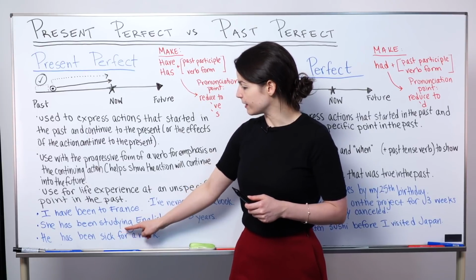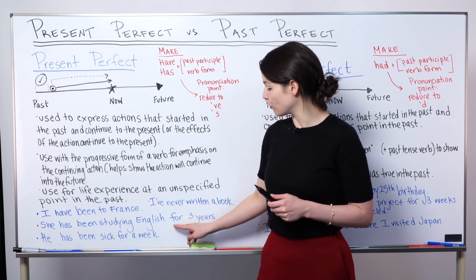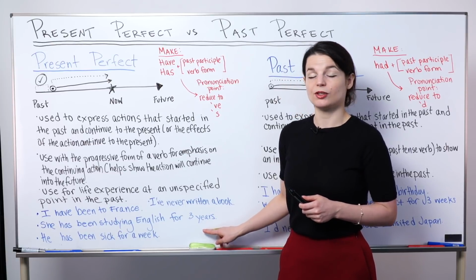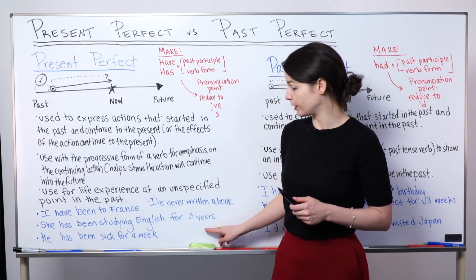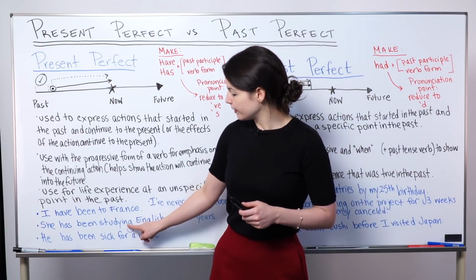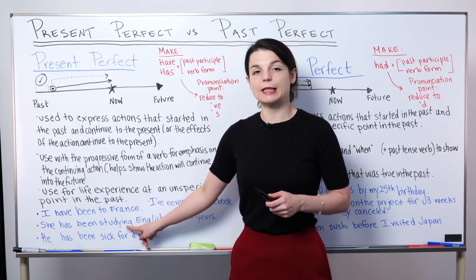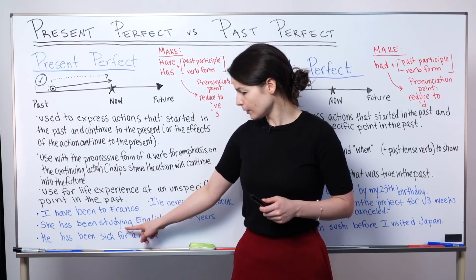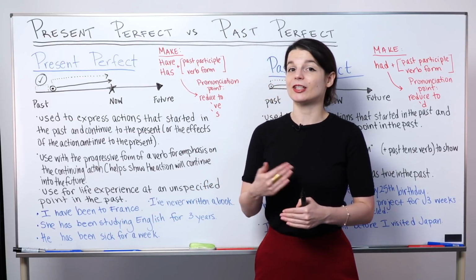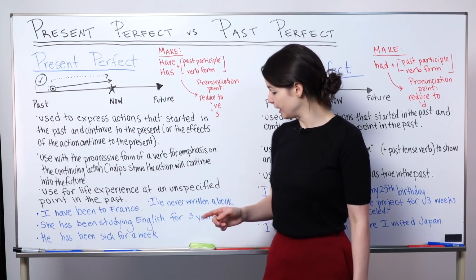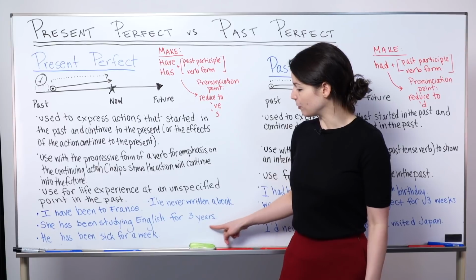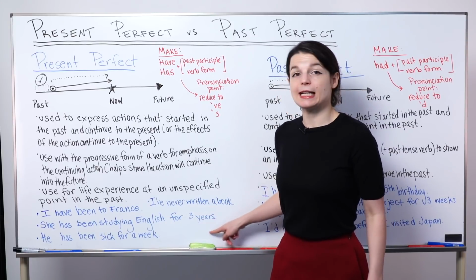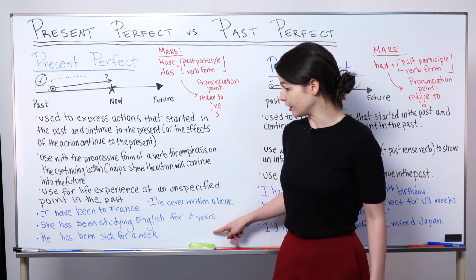She has been studying English for 3 years. Here, we see a verb is used in the progressive form. So this shows it's an action that is continuing. In this case, we have some more information. So this action has continued for 3 years.